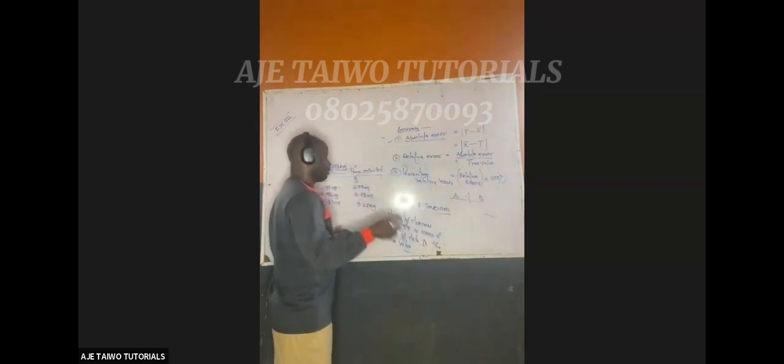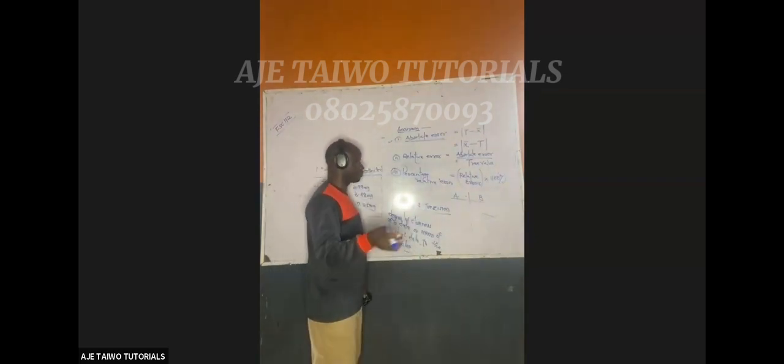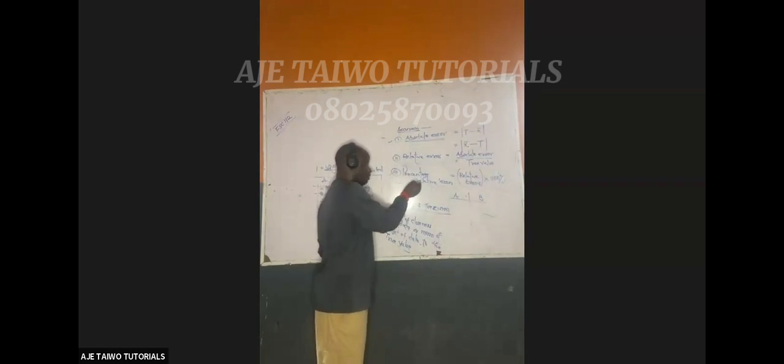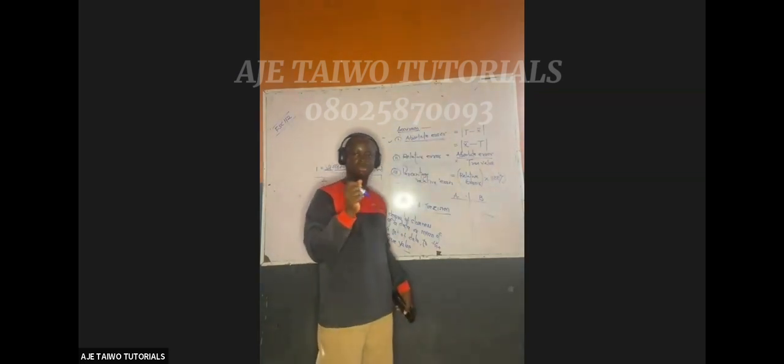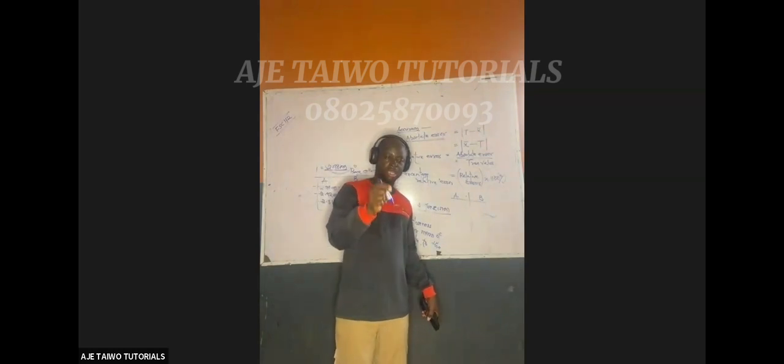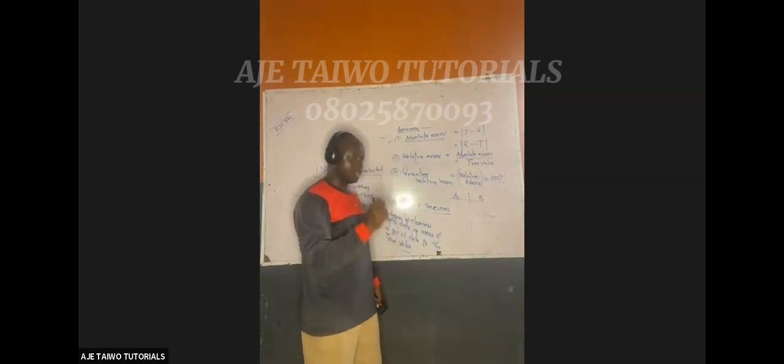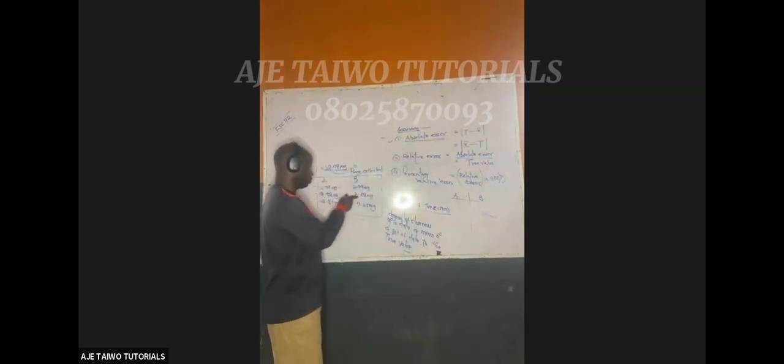Good. So let me repeat this for the umpteenth time. The lower the percentage relative error, the lower the relative error, the lower the absolute error, the more the accuracy. And don't pick data in isolation. Get the mean of the data.